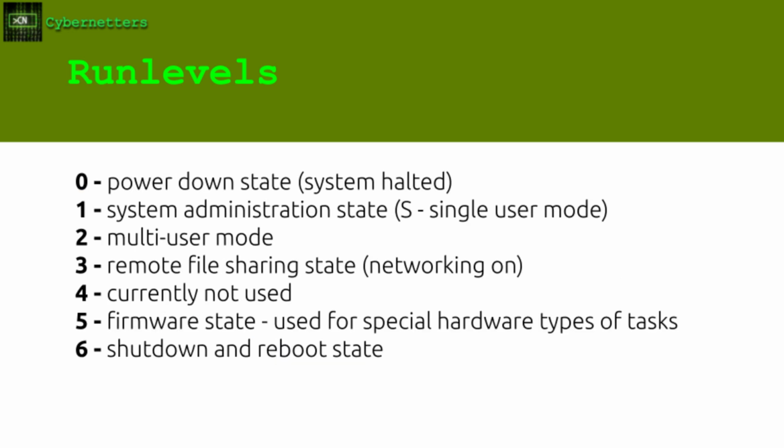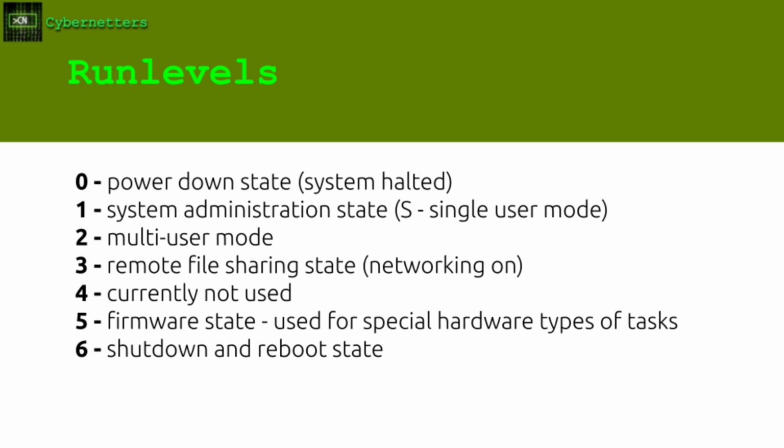So here's a quick rundown of the standard System V run levels that you'll see on these legacy Linux systems. 0 means the power down state, which means the system is halted. 1 means system administration or single user mode, which is often used for maintenance. Run level 2 is for basic multi-user mode, or no networking on some distros. And then run level 3 is the multi-user mode, which is typically with full networking enabled.